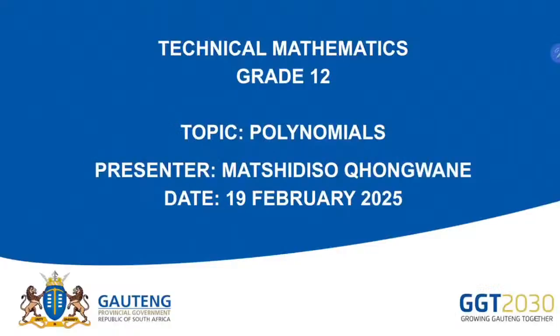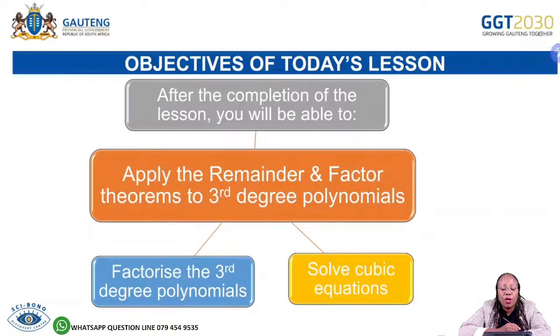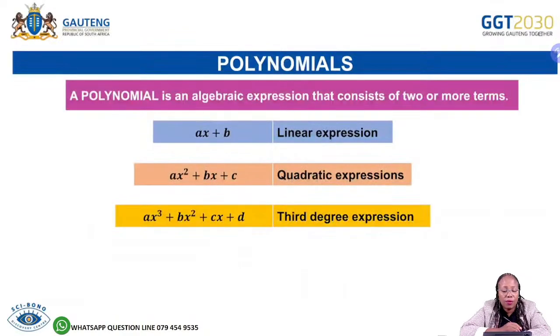Today we'll be looking at polynomials. Remember, polynomials is the topic that is taking us to differential calculus. The objectives of today's lesson: after the completion of the lesson, you will be able to, number one, apply the remainder and factor theorem to third-degree polynomials. Secondly, to factorize the third-degree polynomial. Lastly, to solve cubic equations. Those are the three objectives that you'll be looking into in grade 12.